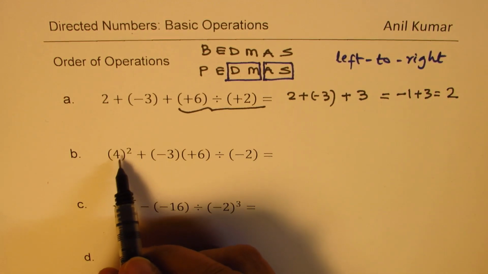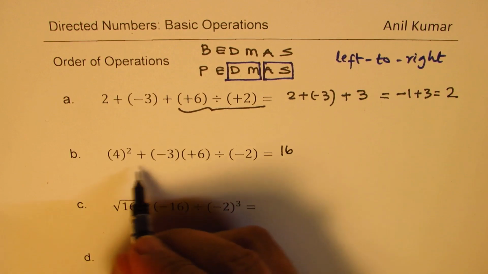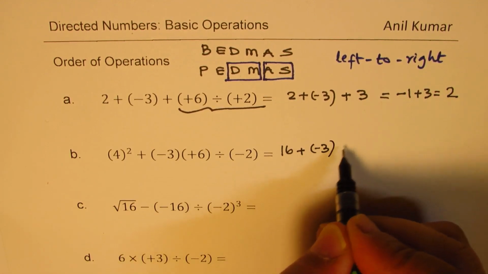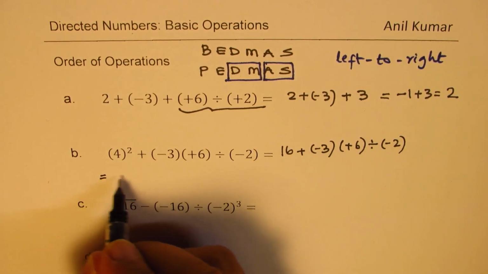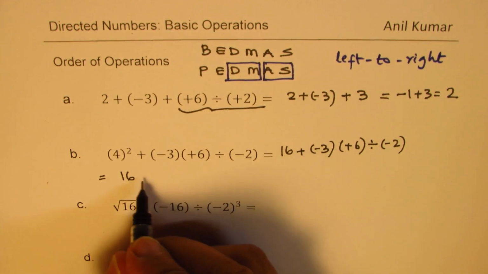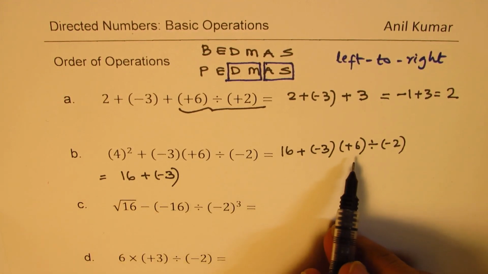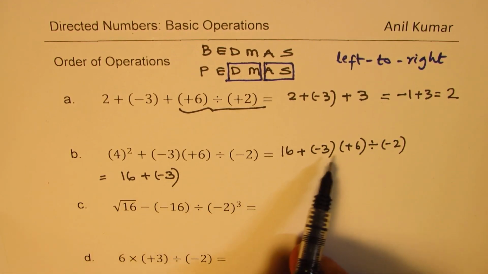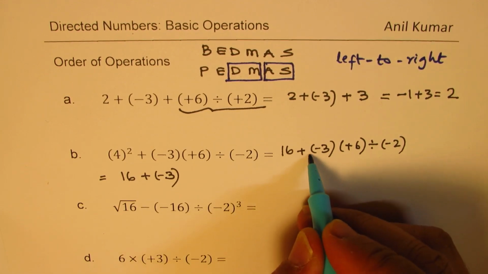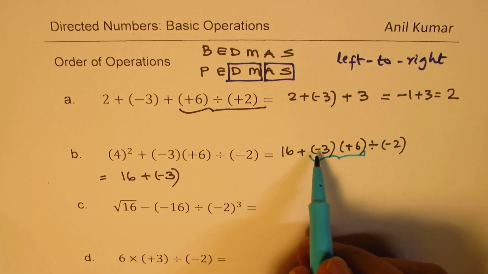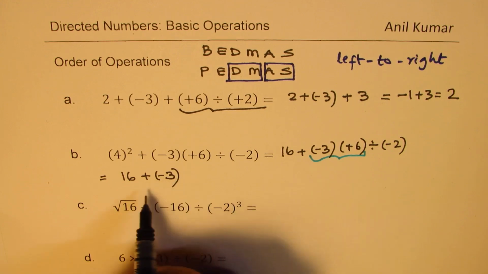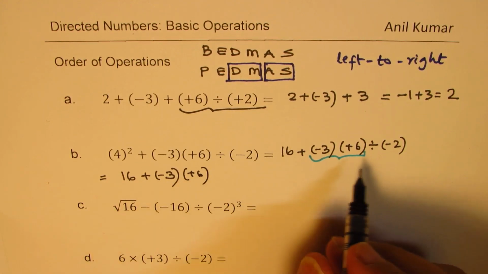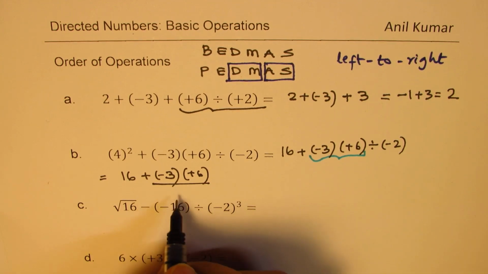Next one. First part is the exponent. So 4 square is 16, and the rest, let me write like this itself, right? And now we are going to perform the division part. So we can write this as 16 plus minus 3. And here we'll divide 6 by, now look here, we have 3 times plus 6. So that is multiplication, this is division. So we'll have to multiply first. You get the idea, right? So what we should do is that we'll multiply minus 3 with plus 6 first. And then we are going to divide this by minus 2.